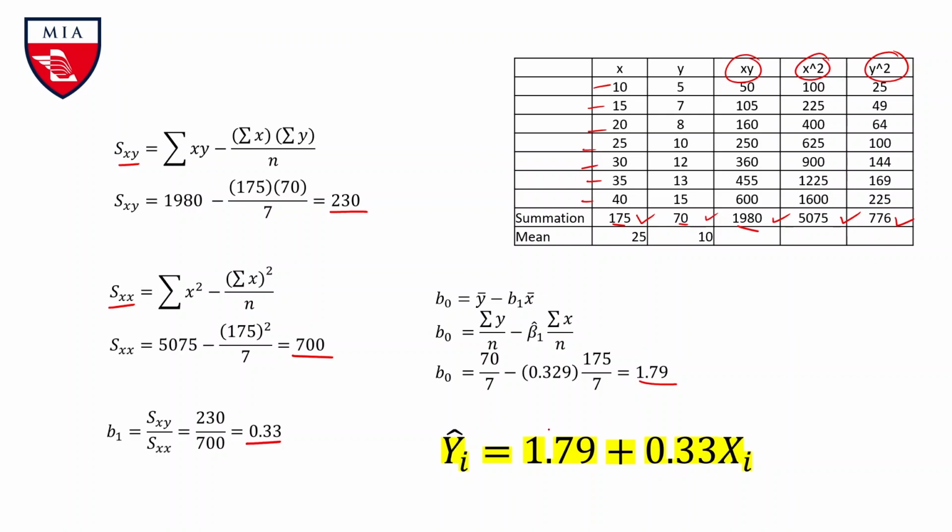So let's arrange the regression line equation. As we all know, we have y hat sub i is equal to b sub 0 plus b sub 1 x sub i. So what's our b sub 0? We have 1.79 plus what's our b sub 1? 0.33 and just add x sub i. Okay, so that is our regression line in this problem.